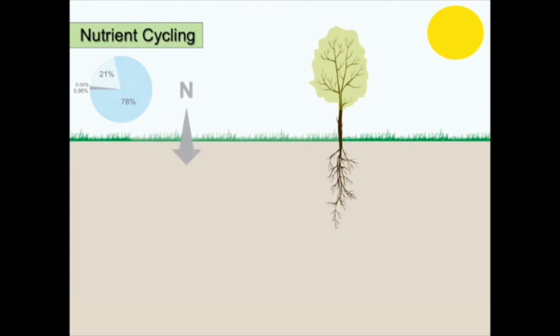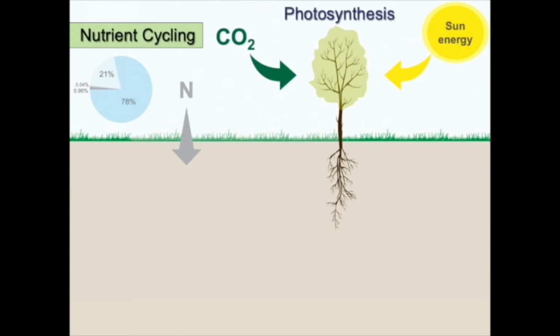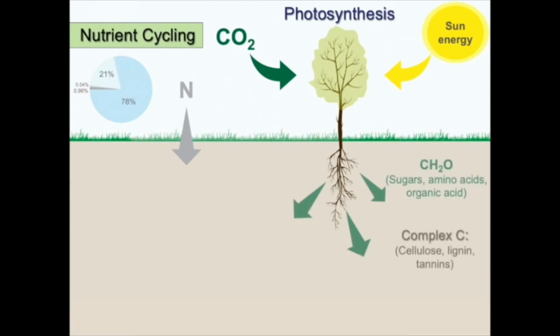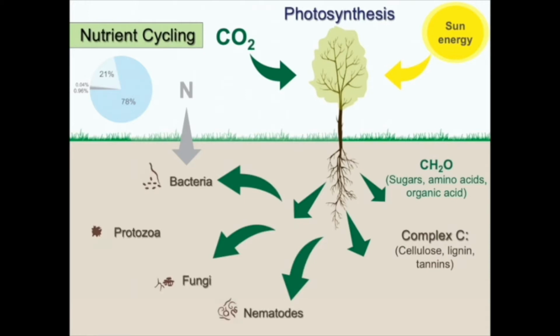But to get the nitrogen to cycle through your soils, you need to get your plants involved as well. Plants use sunlight, carbon dioxide, and water to produce their own food in the form of sugars through the process called photosynthesis. These sugars are used by the plant for its own life processes, and some of it is released into the soil as root exudates. You have bacteria, fungi, and nematodes in the soil that feed on these root exudates.